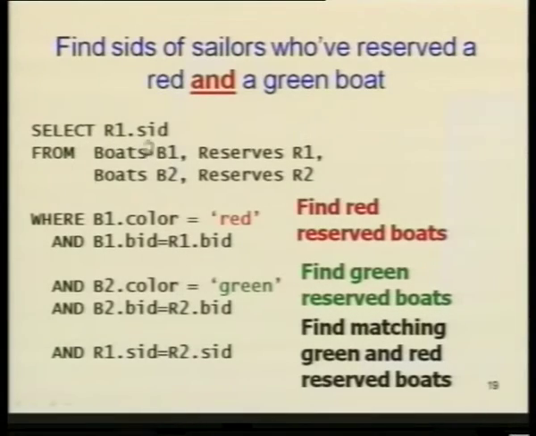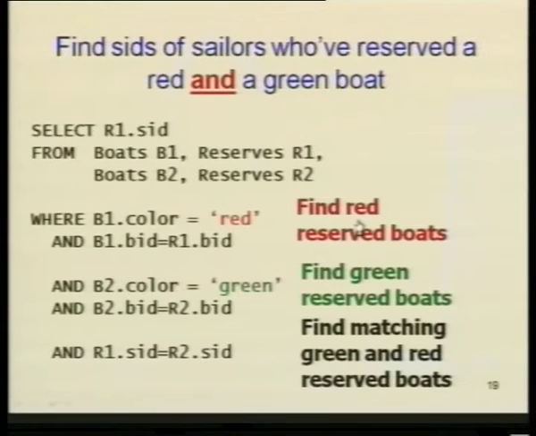Find sets of sailors who have reserved a red and a green boat. Let us understand this better. Now, select R1.SID from boats B1, reserves R1, boats B2, reserves R2, where B1.color is equal to red and B1.bid equal to R1.bid. So, this gives me the red reserved boats.